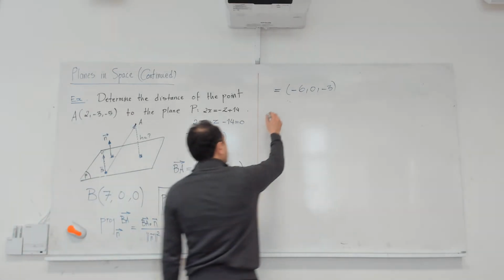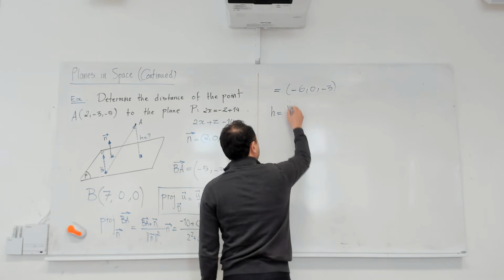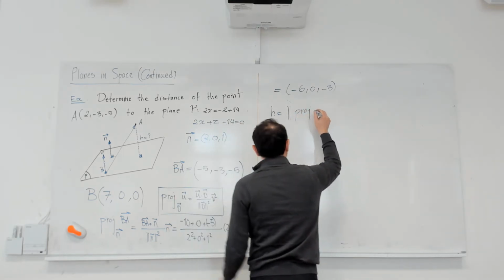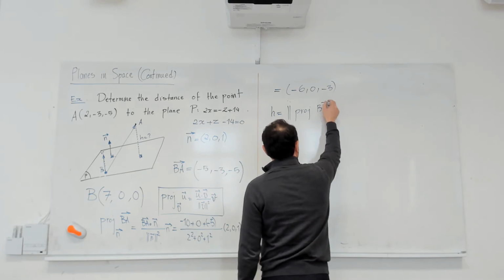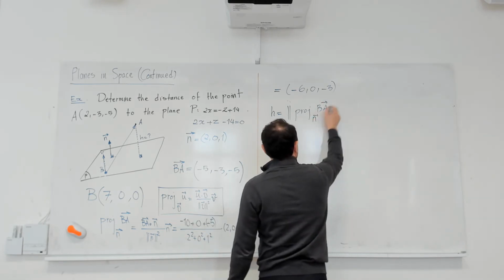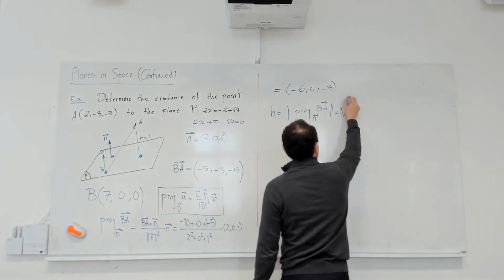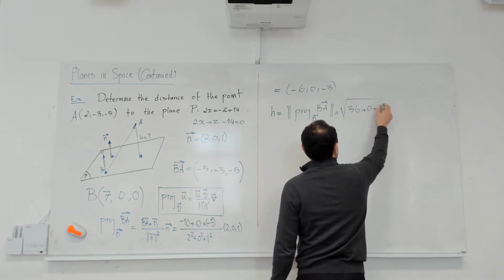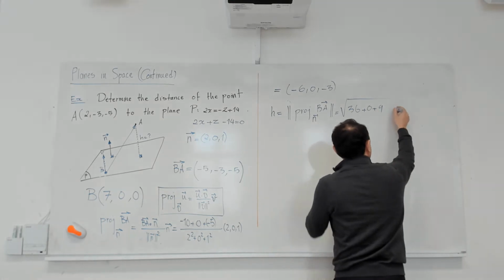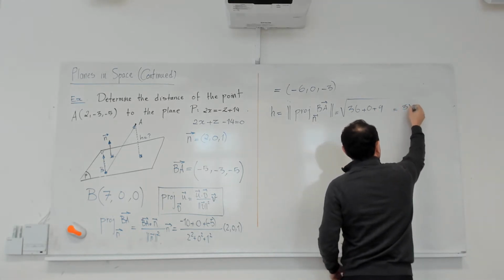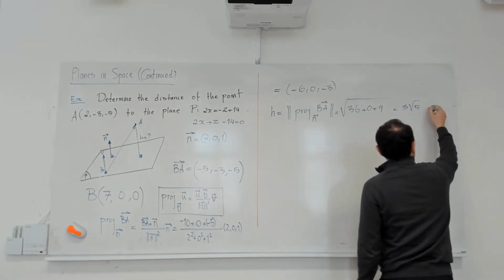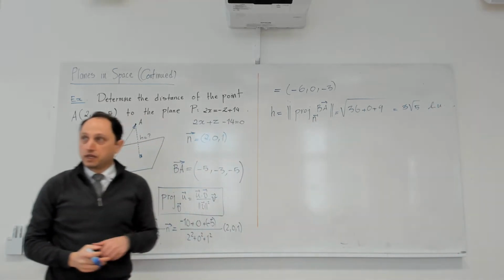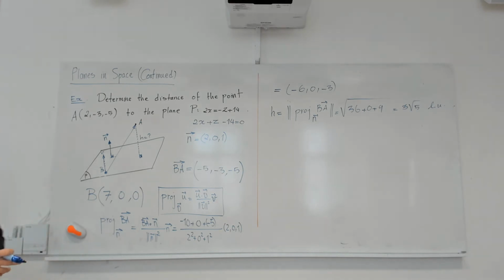So here the height is nothing except the norm of this projection, the norm of the projection of BA onto N. And then this becomes the square root of 36, 0 and 9, which is the square root of 45. But 45 is 9 times 5, so it becomes 3 times square root of 5 length units. So that is the distance from that point to the plane.